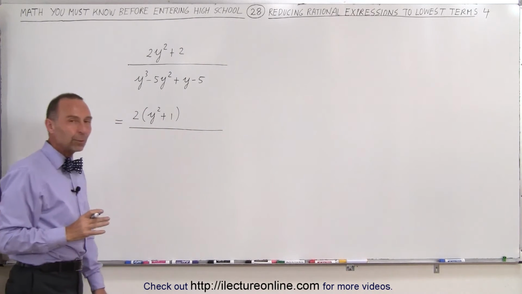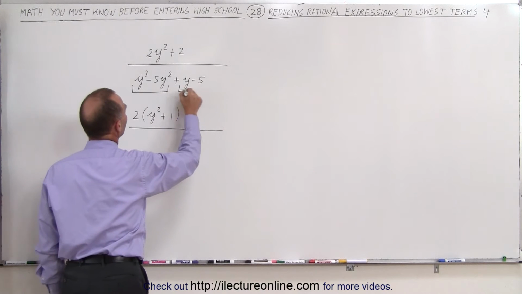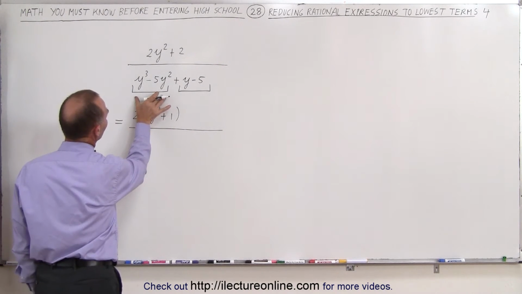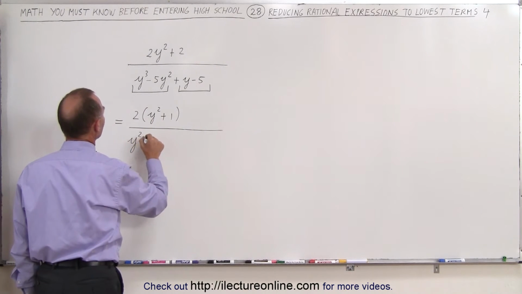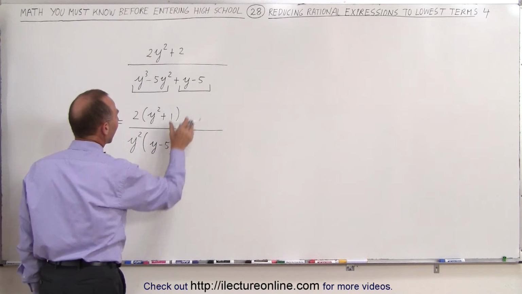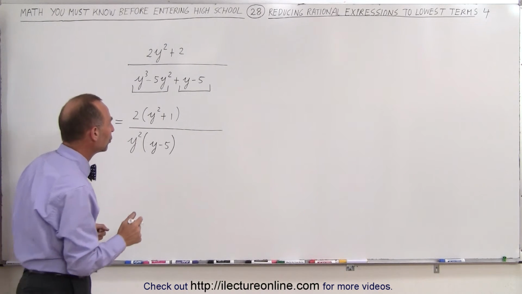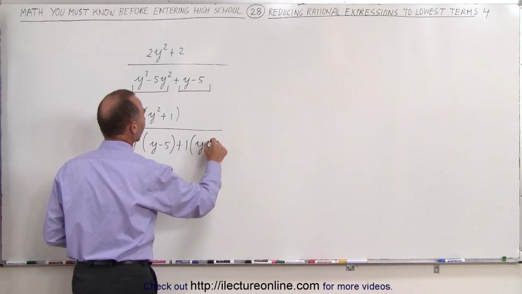In the denominator, we can probably group that in two groups of 2 and then see if there's something common in each group. Well, in the first group, it looks like we can factor out a y squared. So when we do that, we get y squared times y minus 5. And here I can't factor out anything, but just to make it easier to see what we're doing, we're going to write it as plus 1 times y minus 5.